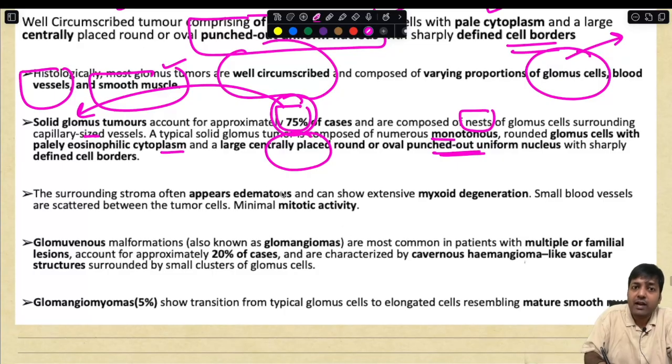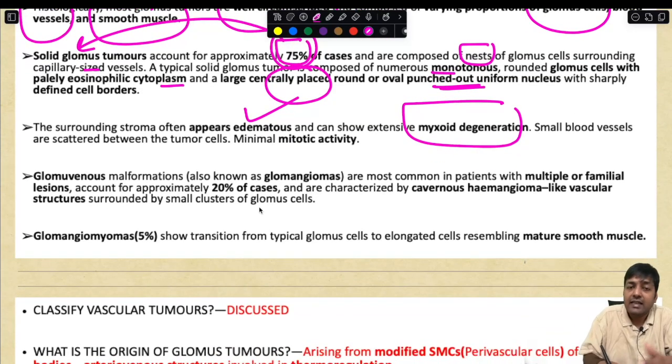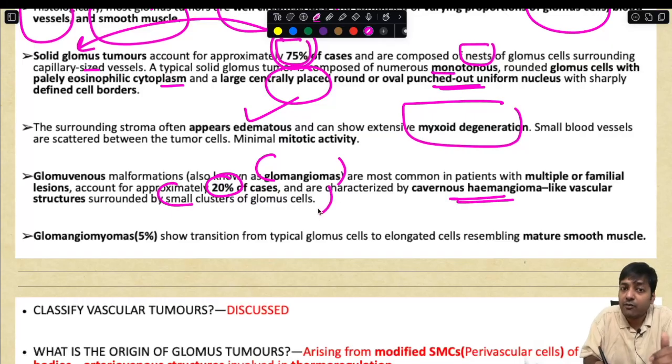The surrounding stroma is often edematous and shows extensive areas of myxoid degeneration. Small blood vessels are scattered between the tumor cells. Minimal mitotic activity is there. The second variety is known as glomangioma, also called glomerulovenous malformation. They are most common in patients with multiple or familial lesions, account for approximately 20% of the cases, and are characterized by cavernous hemangioma-like vascular structures surrounded by small clusters of glomus cells.